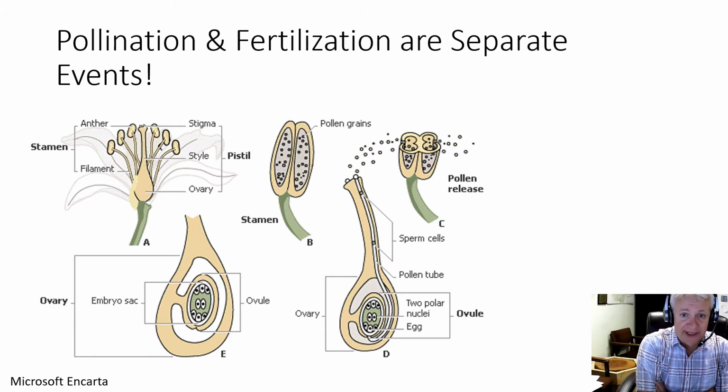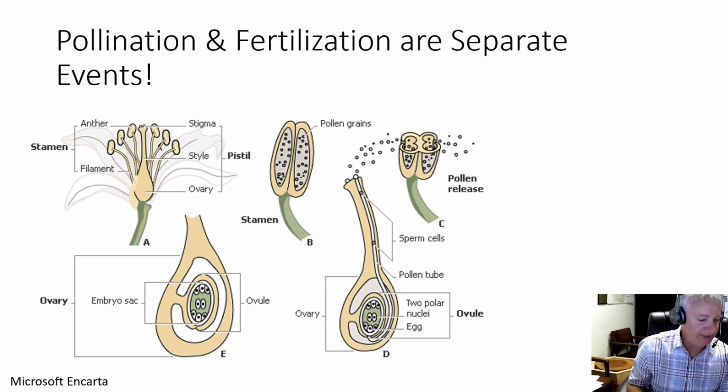Endosperm is also really important for humans because the cereal grains that we eat, we're eating endosperm. So endosperm is the source of calories for most of human civilization. So again, just remembering that pollination and fertilization are separate steps in reproduction.